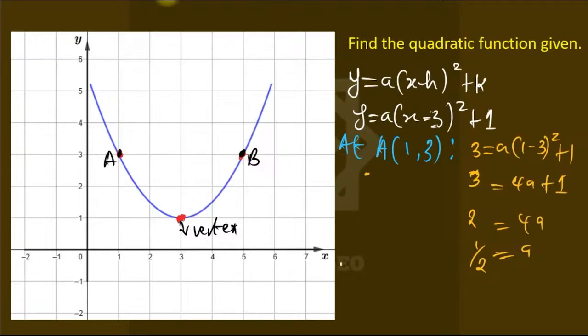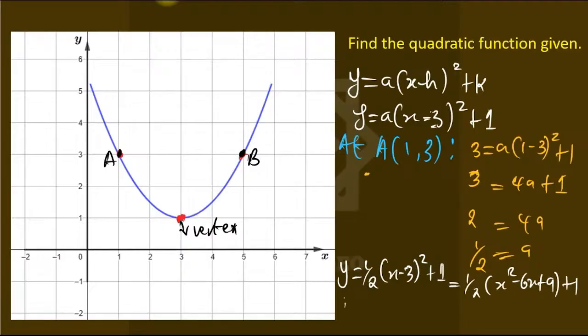So we have that the quadratic function is now y equals half (x minus 3) all squared plus 1. I've told you it's possible the answer could be written this way, or we expand the brackets. So let's expand it. I have half, and the expansion of this is x squared minus 6x plus 9, plus 1. So we now have that y is equal to half x squared minus 3x.